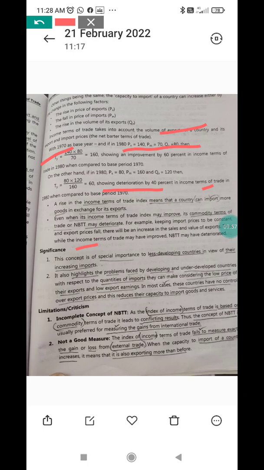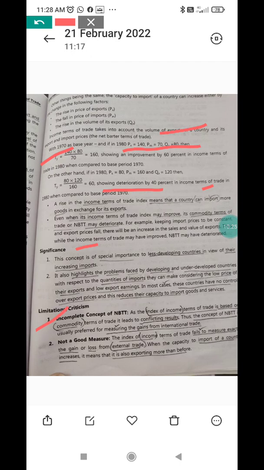In most cases, these countries have no control over export prices, and this reduces their capacity to import goods and services. Okay? Again, I will read. In most cases, these countries have no control over export prices, and this reduces their capacity to import goods and services. So, here is the significance, and now we will see the limitations and criticism.